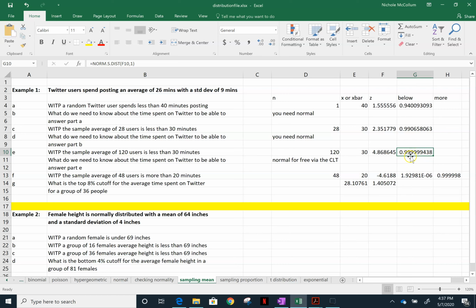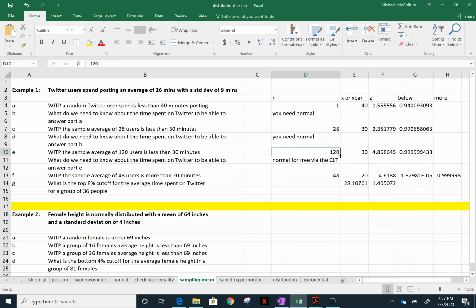Look at it, it's 99.99994% chance you're going to be below this number, which means being above this number is almost impossible. Now we wanted less than, so that's our answer. Guaranteed. Almost guaranteed. You're going to be below 30 minutes.